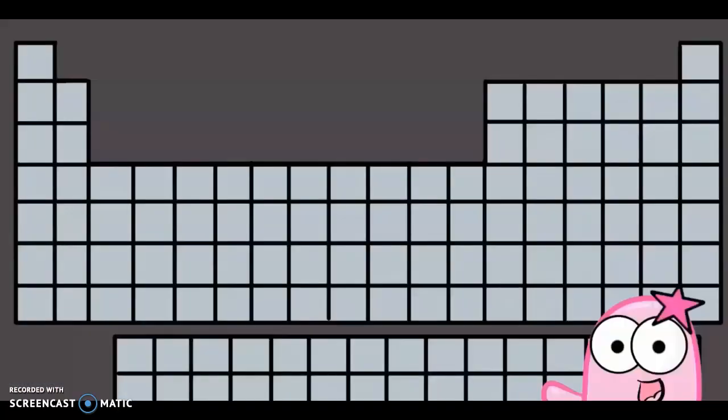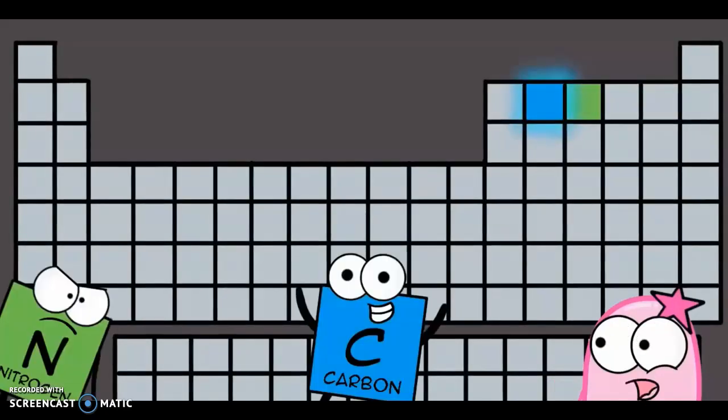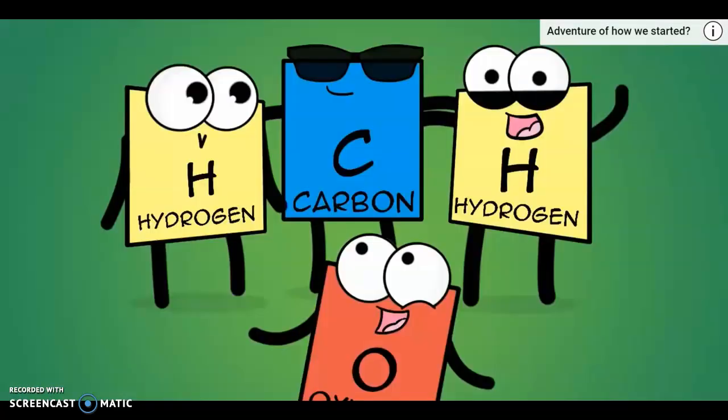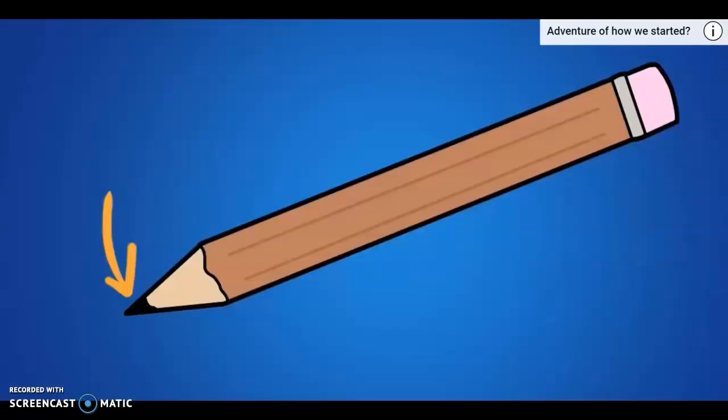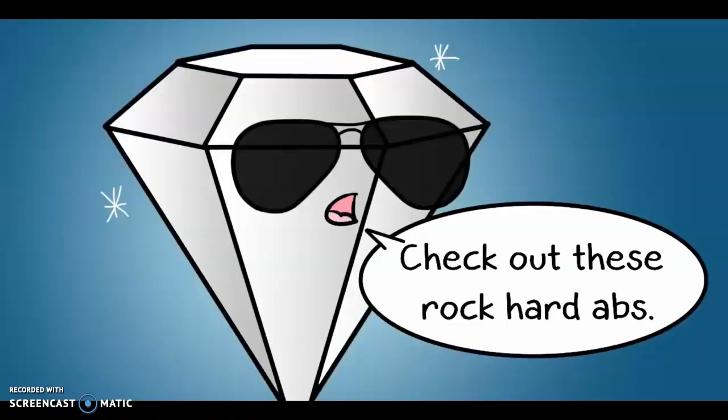With so many incredible elements on the periodic table, we don't know if it's really fair to have a favorite, but we do. It's carbon. Sorry, nitrogen, you're cool too, but why the love for carbon? Well, we really love how versatile it is. In one form, it could make up your pencil lead, which really isn't lead at all, it's graphite. It's a form of carbon. In another form, carbon can make up one of the hardest substances, diamond.